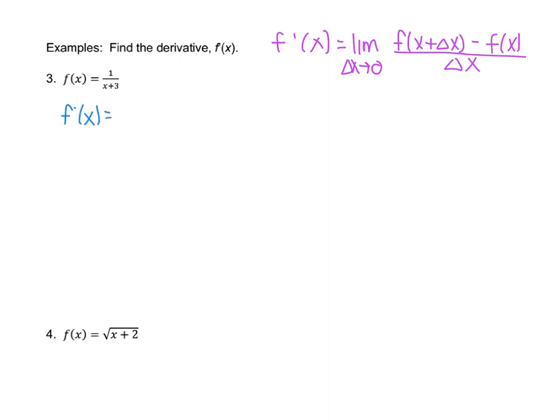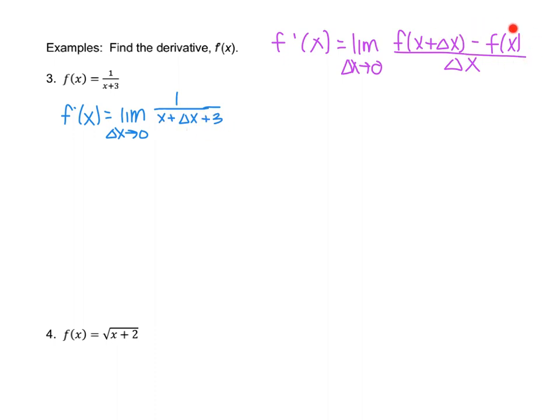So we're going to determine that by taking the limit as delta x approaches 0 of f of x plus delta x. So just a little recap here. This is f of x, 1 over x plus 3. So for f of x plus delta x, I'm going to replace that x plus 3 with x plus delta x plus 3. So that would be 1 over x plus delta x plus 3. So that's this portion, f of x plus delta x. I've substituted x plus delta x into the function.